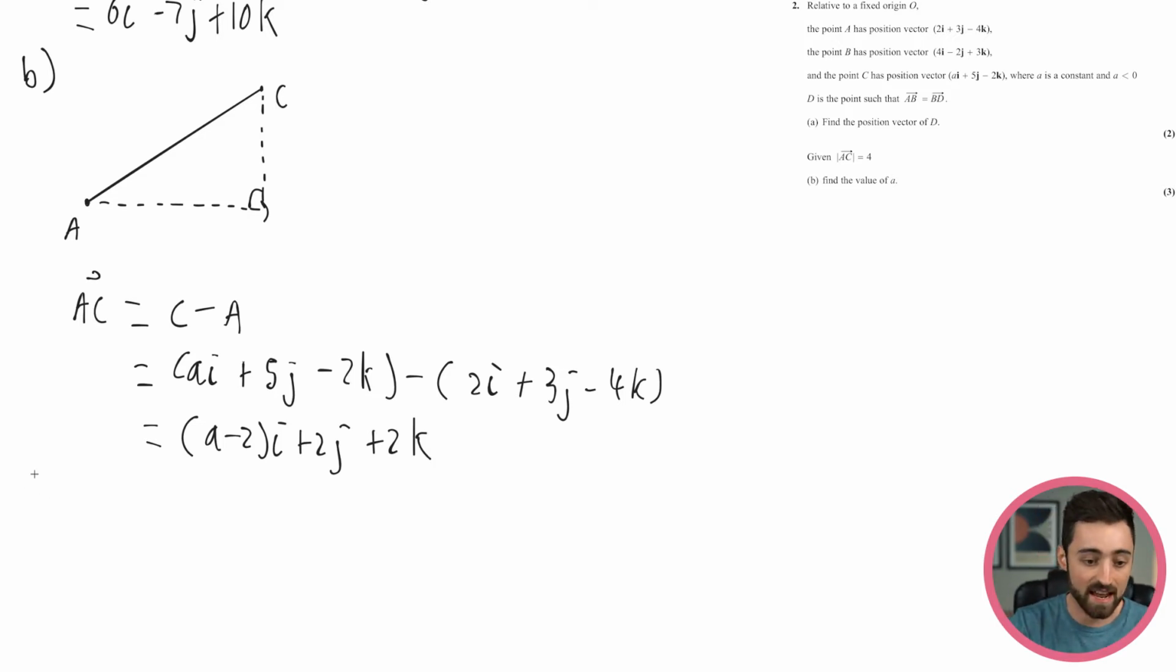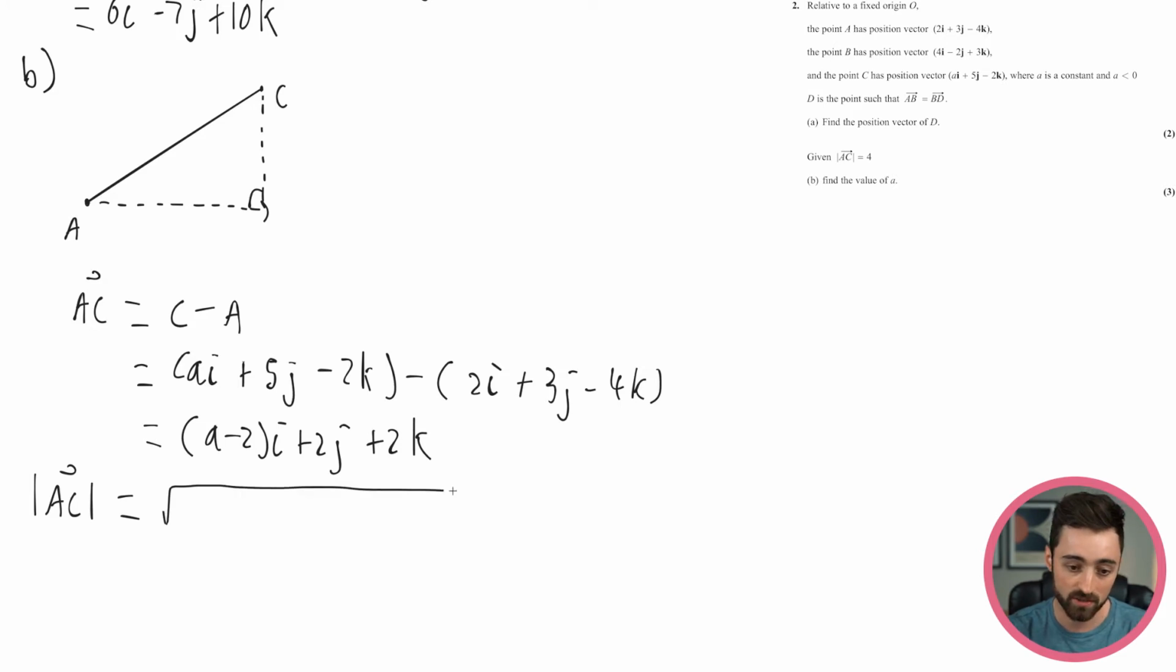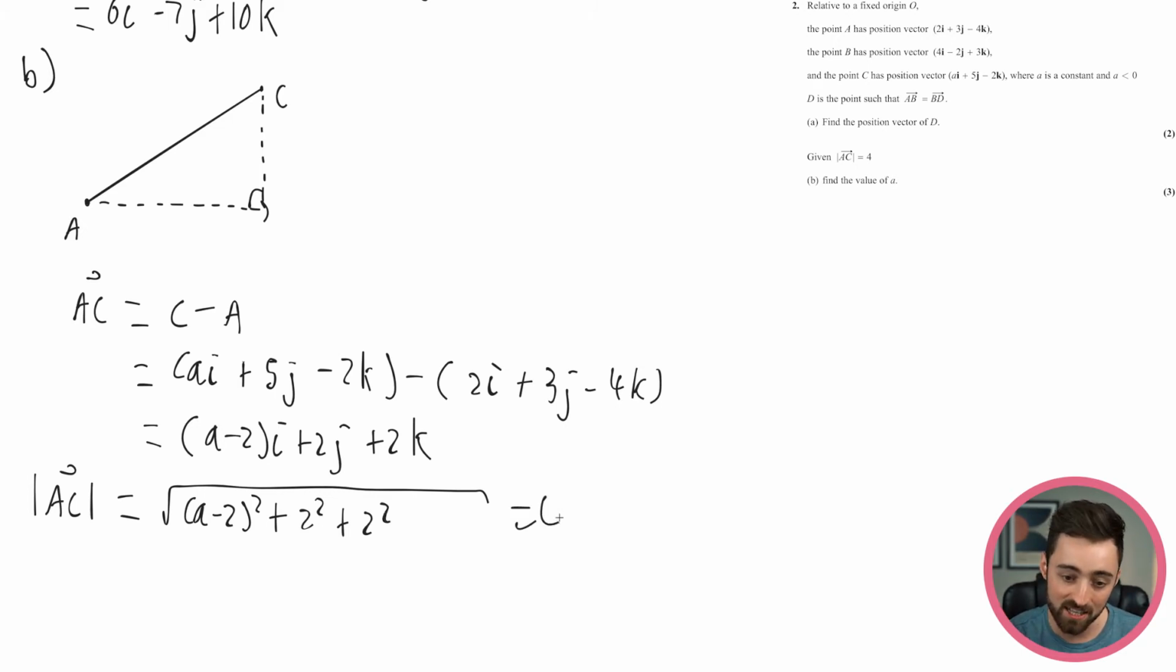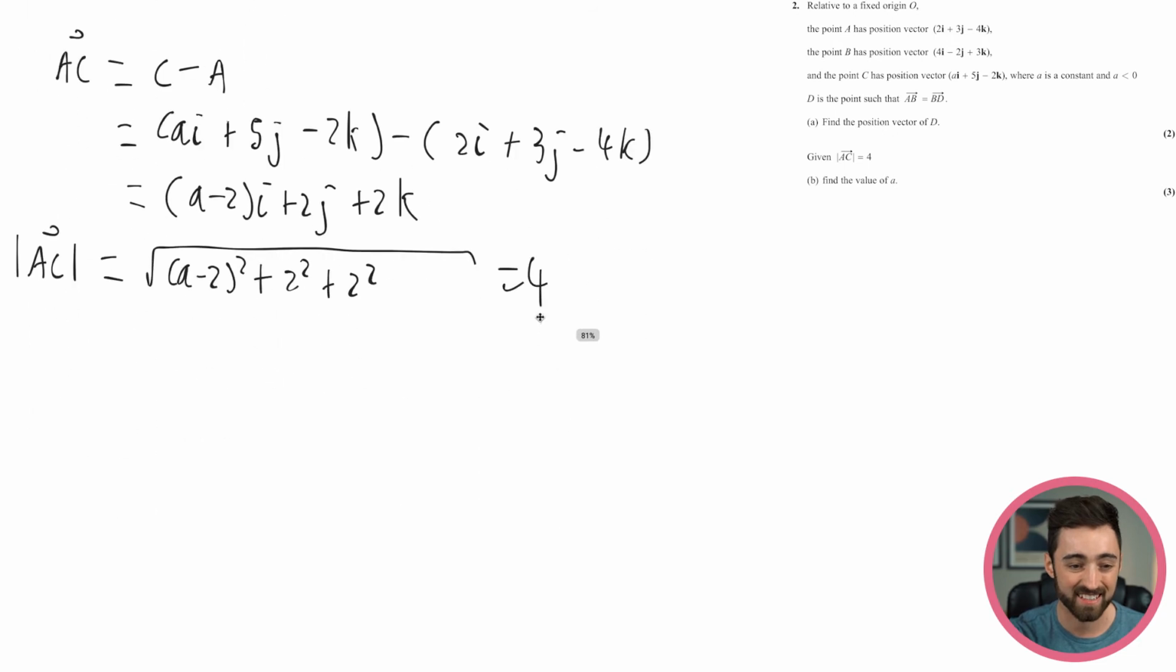So if I was to say, okay, let's work out the magnitude of this, what's it going to be? Well, it's going to be the square root of all of those terms squared, because that's Pythagoras' theorem, right? Which also applies in three dimensions. So this is going to be the square root of the I component squared plus the J component squared plus the K component squared. Fantastic. But wait a minute, we know that this must be equal to 4, okay?